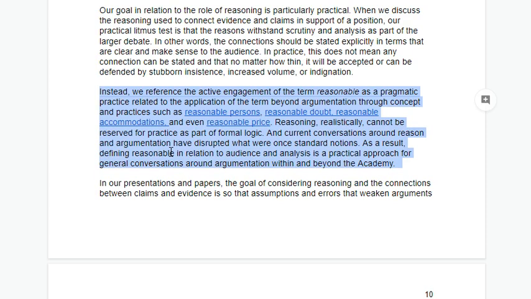Reasoning, realistically, cannot be reserved for practice as part of formal logic. And current conversations around reason and argumentation have disrupted what were once standard notions. As a result, defining reasonable in relation to audience is a practical approach for general conversations around argumentation within and beyond the academy.